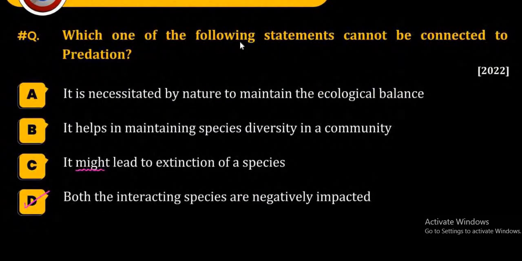Next question. Which one of the following statements cannot be connected to predation? It is necessitated by nature to maintain the ecological balance. It helps in maintaining species diversity in a community. It might lead to the extinction of a species. Both interacting species are negatively impacted. So the correct option is D.